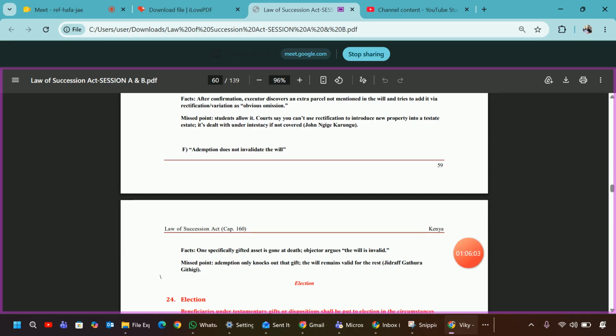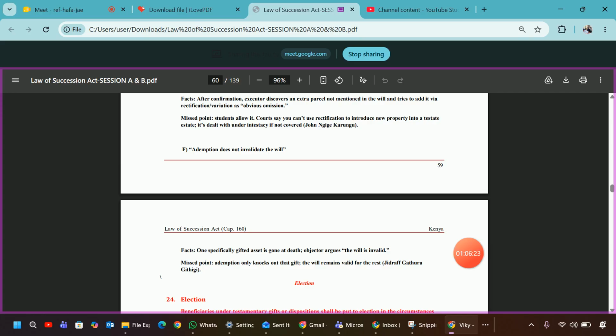F. Redemption does not invalidate the will. The facts: one specifically gifted asset is gone at death, and the objector argues the will is invalid. Redemption only knocks out that gift. The will remains valid for the rest of the properties. We are seeing Draft Gadura Gidingi.